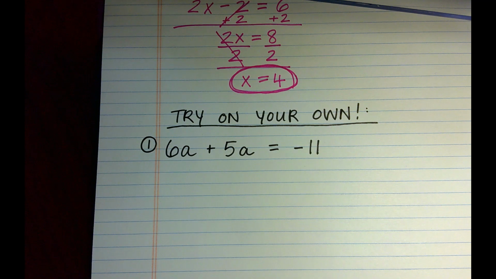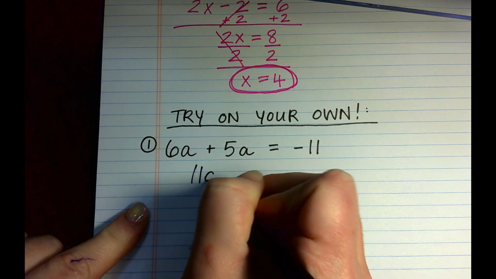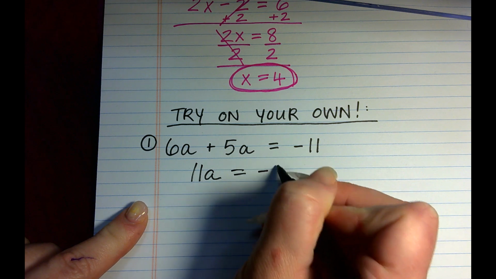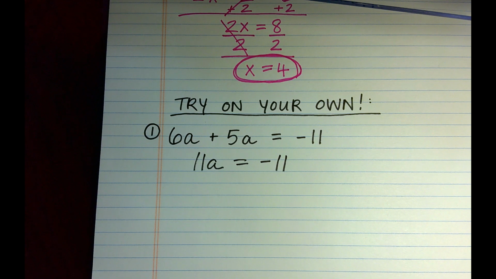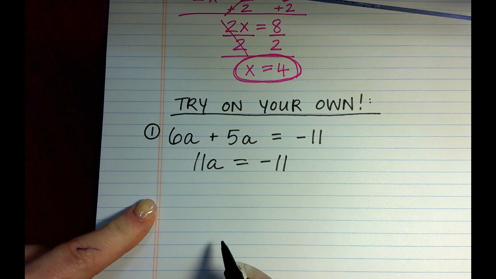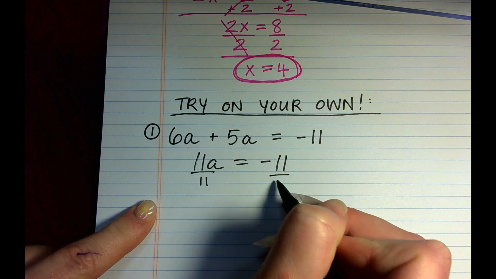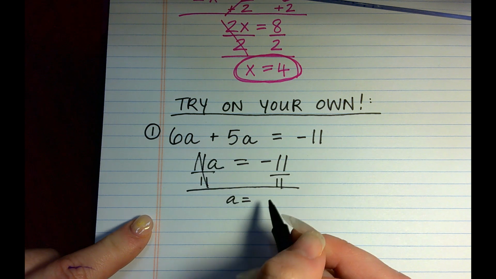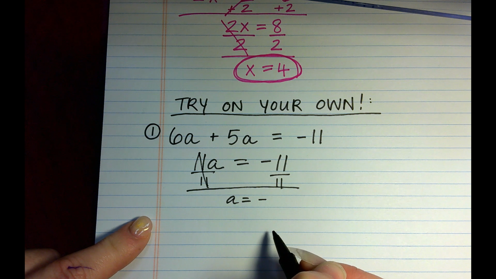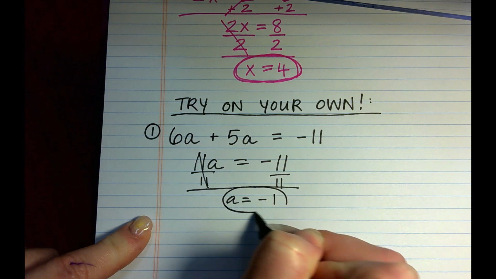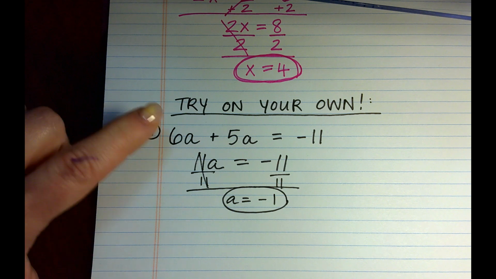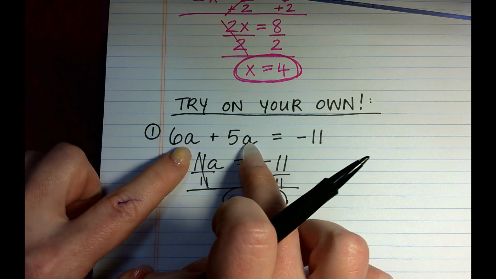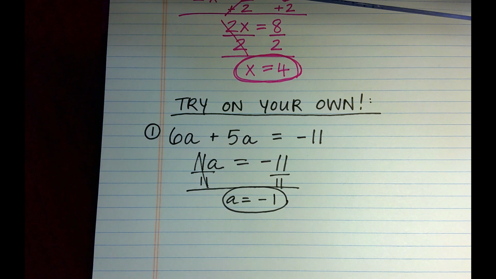So 6a plus 5a is what? 11a. So you'll get 11a equals negative 11. And then you would solve the rest from there, which would be you would do what here? Divide by 11. And that's going to leave you with a equals negative 11 divided by 11, which is negative 1. Good. So anytime you have a problem where you have the same variable written twice, if they're both positive numbers, you're just adding them. If you have a negative number there, that means you're subtracting it, okay?